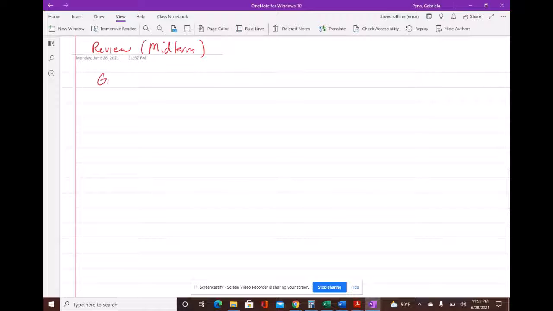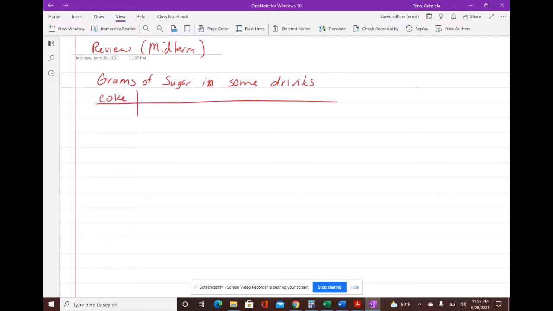Be the grams of sugar in some drinks. So we have Coke. So this is going to be the drink, and this is going to be the grams of sugar.